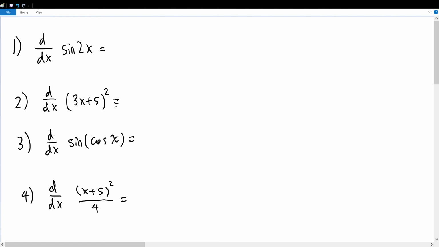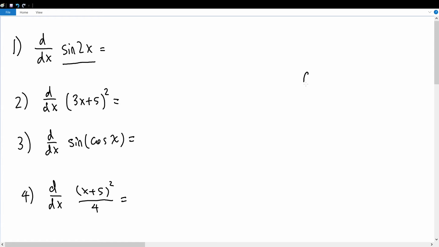Today, we're going to be looking at some examples of chain rule applications. And we have four examples here, and they are ordered by difficulty from easiest to hardest. So, starting with sine of 2x. Well, to understand this derivative, let us first give a brief overview of what the chain rule is.